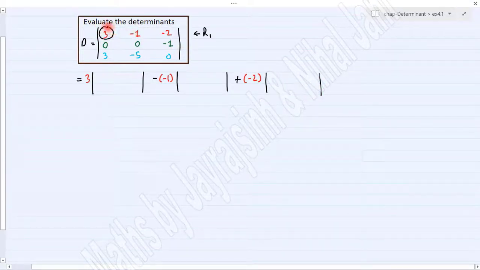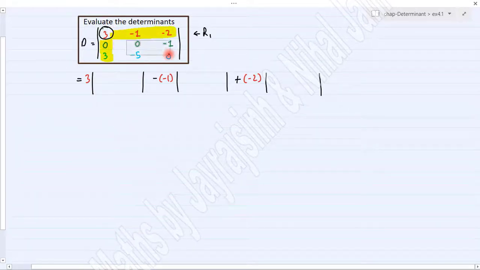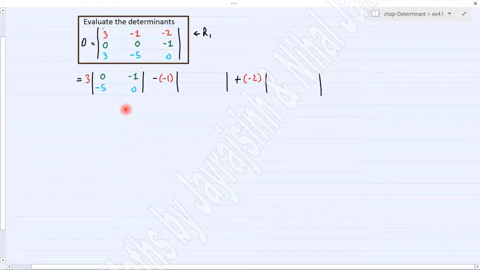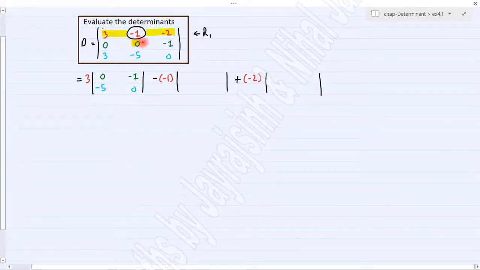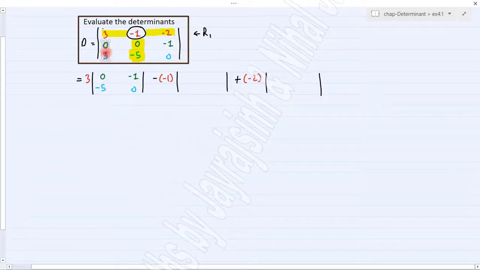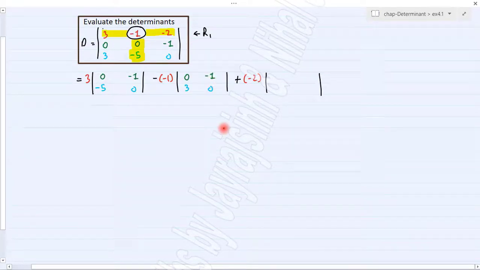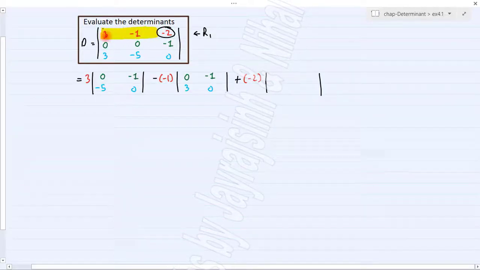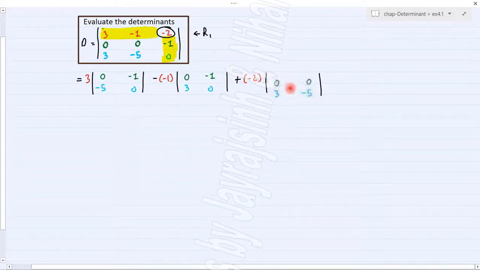Now let's obtain the minor of the first element by ignoring the first row and first column. So we will get 0, minus 1, minus 5, 0. Then obtain the minor of minus 1 by ignoring its row and its second column. So the first column will be 0, 3 and the second column will be minus 1, 0. And your last minor can be obtained by ignoring the first row and last column. So we will get 0, 0 and 3, minus 5.